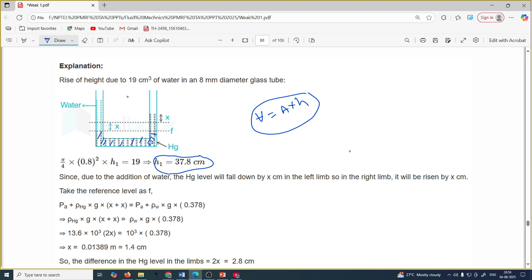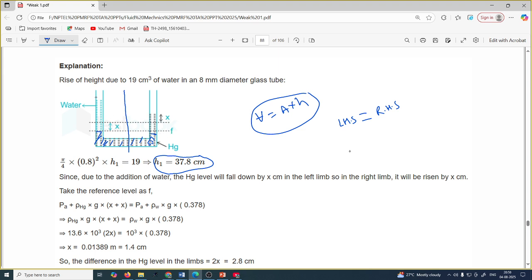So once you write for this limb, up to that level the value will be cancelled out. This is the left-hand side limb, and this side is the right-hand side limb. So definitely this value and this value will be the same, so it will be cancelled out. That's why we are taking the reference level here.